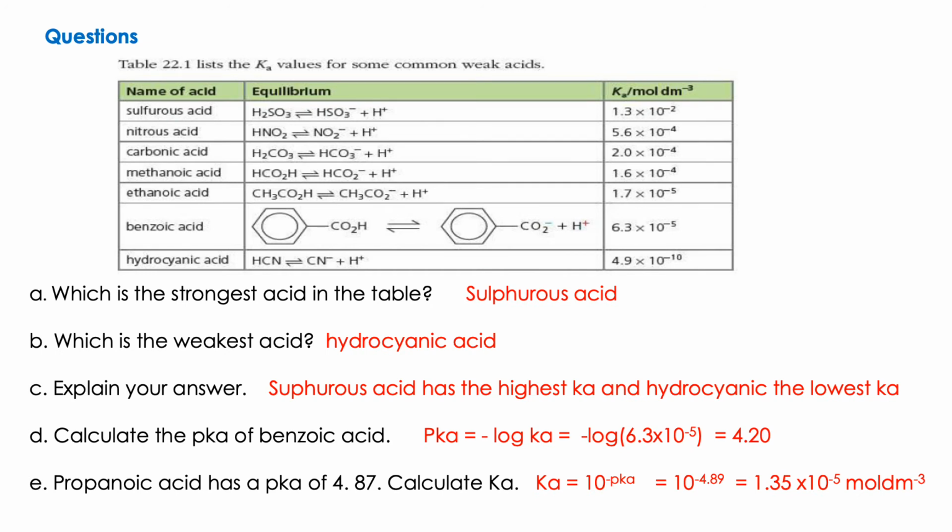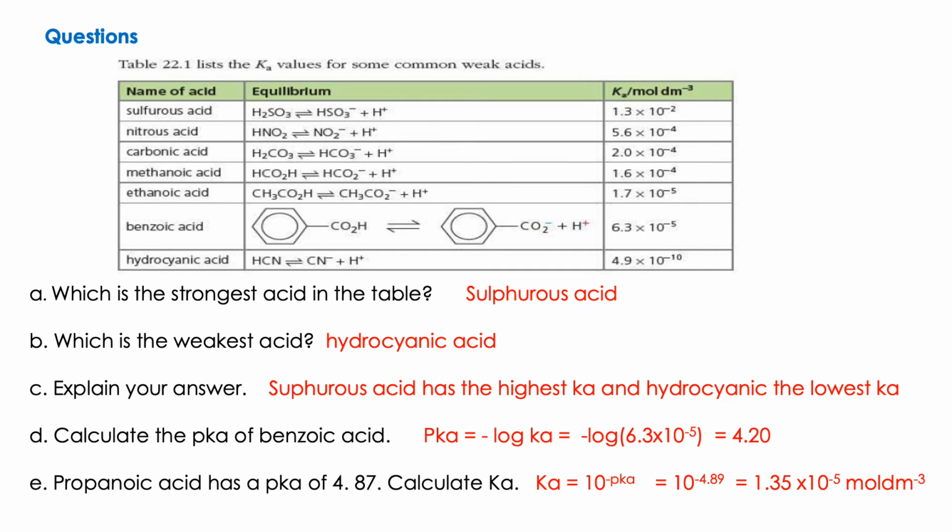Let's discuss some questions. Let us look at the table below, which gives the values of Ka for some common weak acids. Which is the strongest acid in the table? To find the strongest acid, we need to look at the highest Ka, and according to the table, the highest Ka value is of sulfurous acid, which has a Ka of 1.3 times 10 to the power minus 2. So the strongest acid in the table is sulfurous acid.